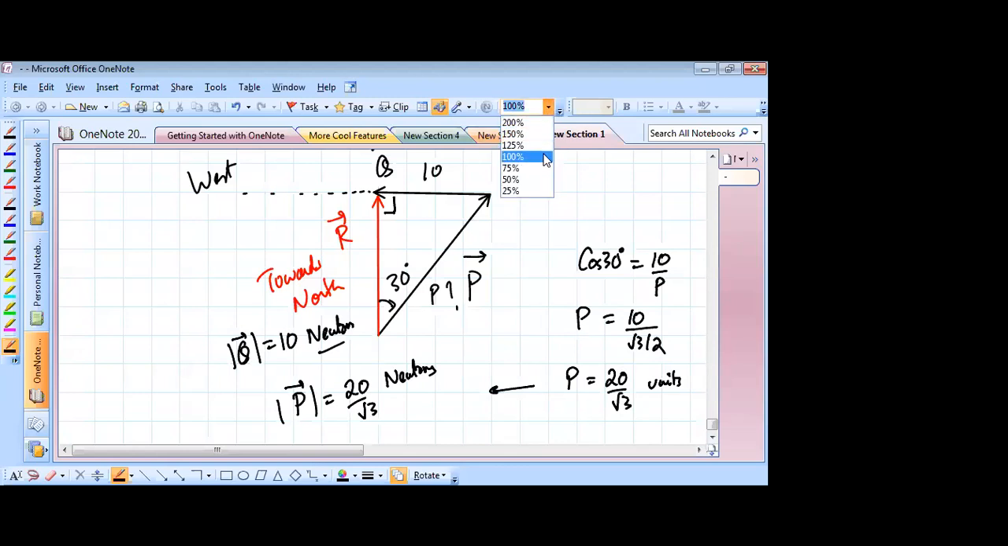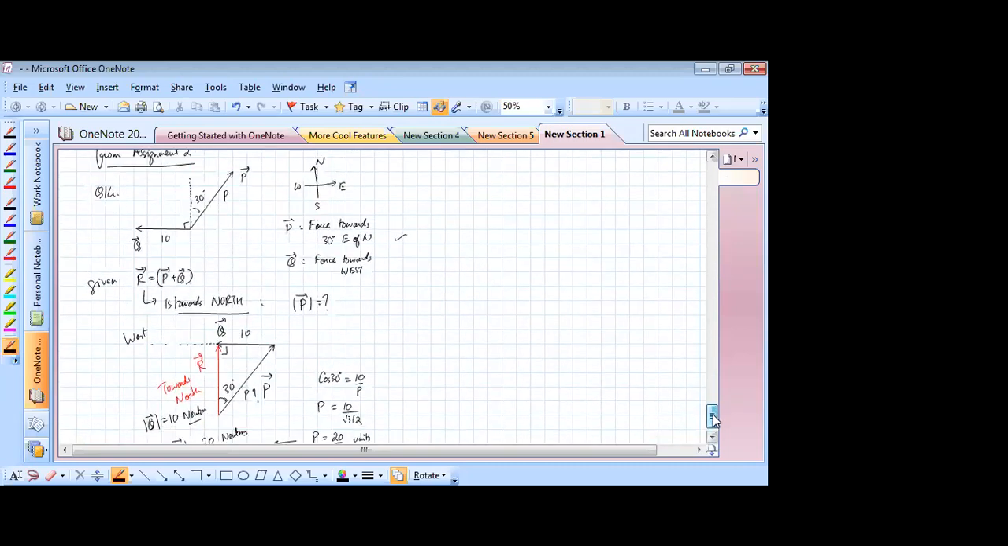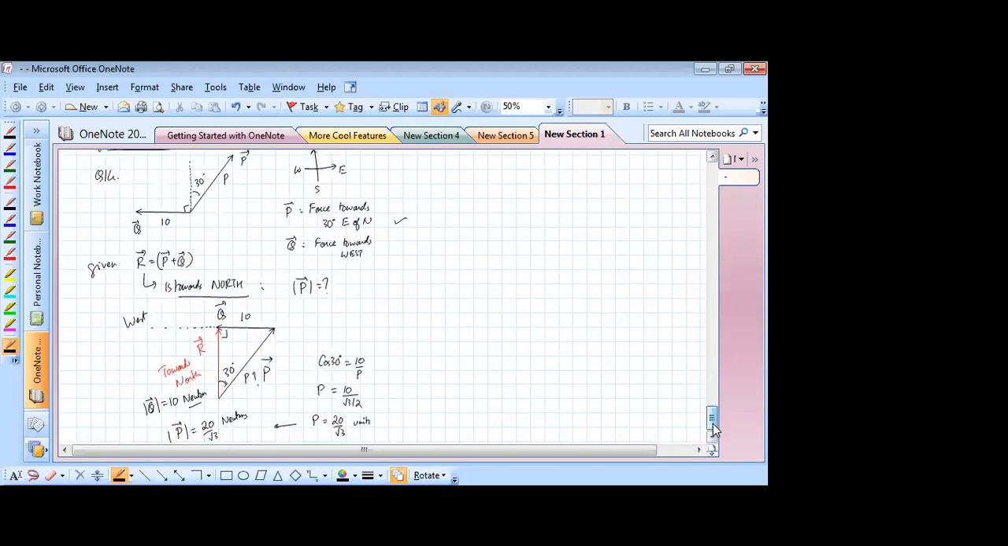So this is the complete solution of this by the triangle law method. Now, of course, you can also do it quite easily by the component method. So also try this by the component method now that you've learned that. But last week, when we had not yet done components, this was the method by which we were supposed to solve this question.